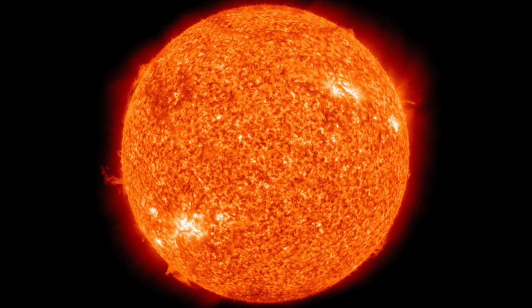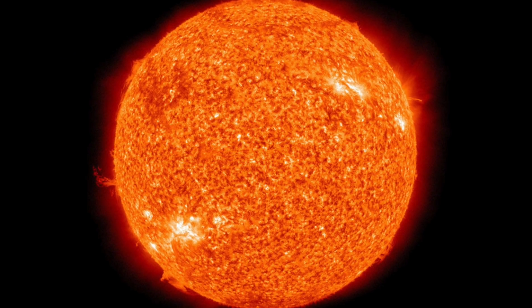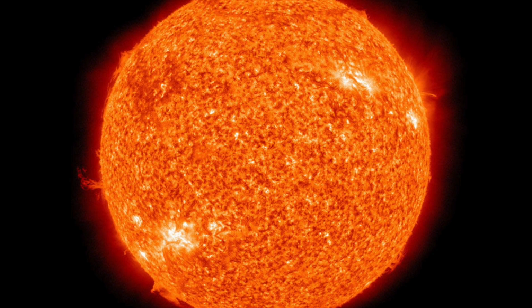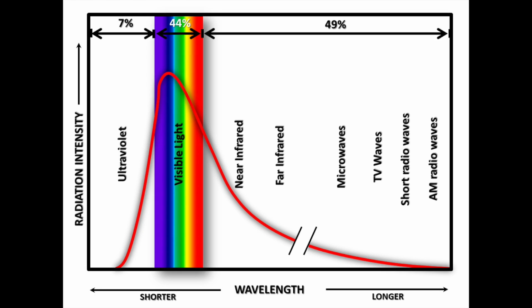The sun is the first example of a blackbody. The sun emits radiation of all electromagnetic wavelengths. However, most of the radiation emitted by the sun is in the visible spectrum, which is between 400 and 800 nanometers. This is why our eyes evolved to pick up this kind of light.